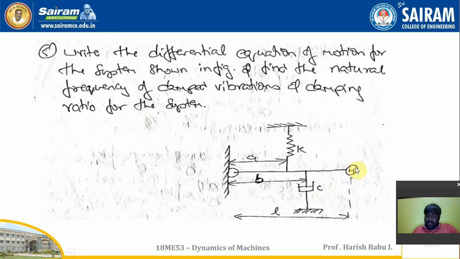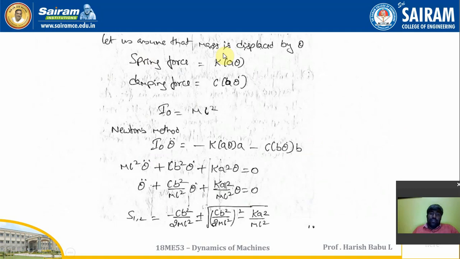If I want to push the mass upwards, the spring tries to push it down and the damper tries to push it up. So whatever the direction I give to the mass, in the opposite direction K and C will be acting. So let us assume the mass is displaced by theta. So spring force will be K into A theta, damping force will be C into B theta dot. The moment of inertia I naught equals ml square.